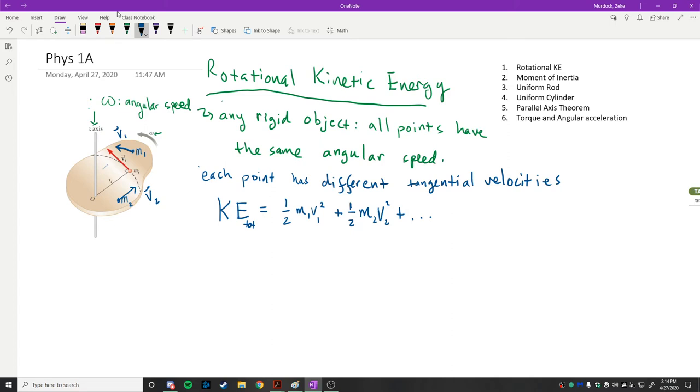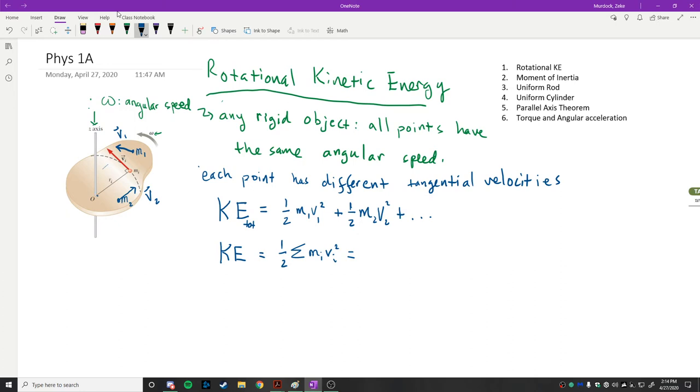So we can write that expression like this. The kinetic energy is effectively just 1/2 of the sum of m_i v_i squared. And that sum runs over the entire object. But there's a relationship between this common angular speed omega, the velocity v_i, and the distance to each point, right?